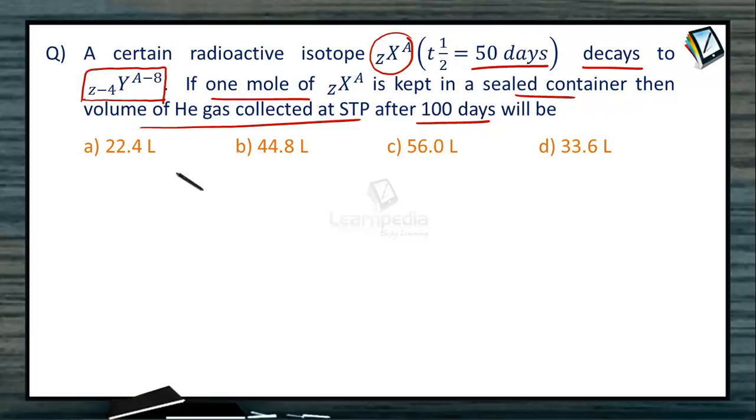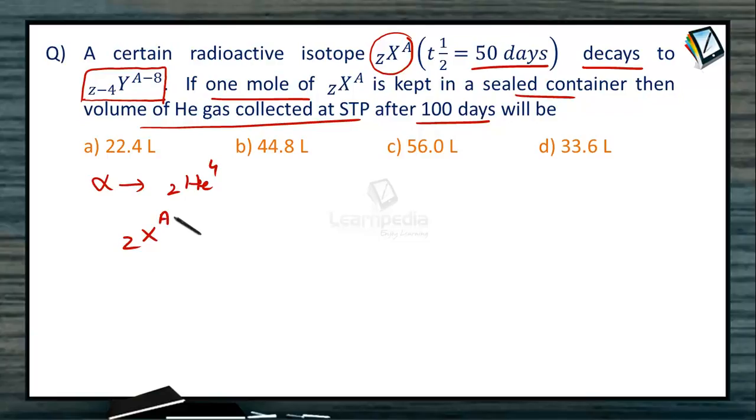Remember, when we are saying volume of the helium gas collected, it is related to the number of alpha particles emitted, because alpha particles are nothing but double positively charged helium nuclei. So, when you see the decay process from the starting nuclide to the ending nuclide, it is like this.